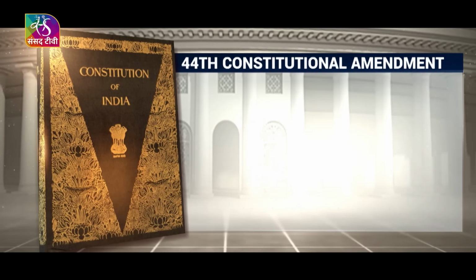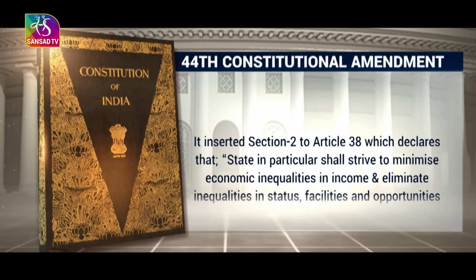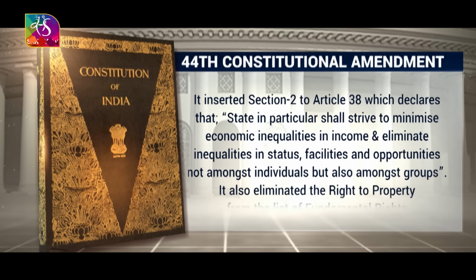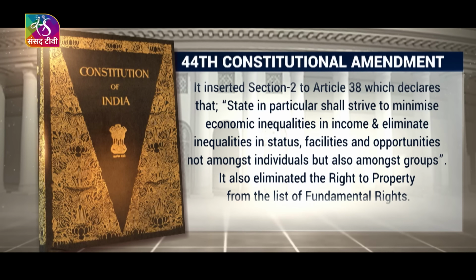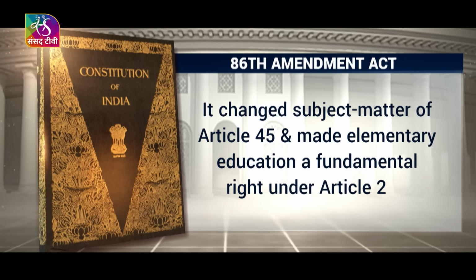The 44th Constitutional Amendment of 1978 inserted Section 2 to Article 38, which declares that the state in particular shall strive to minimize economic inequalities in income and eliminate inequalities in status, facilities and opportunities, not only amongst individuals but also amongst groups. It also eliminated the right to property from the list of fundamental rights. The 86th Amendment Act of 2002 changed the subject matter of Article 45 and made elementary education a fundamental right under Article 21A.